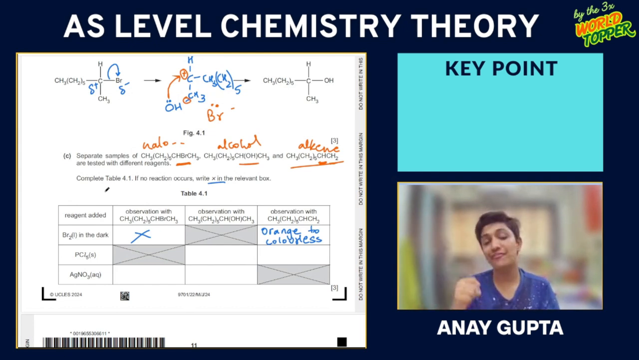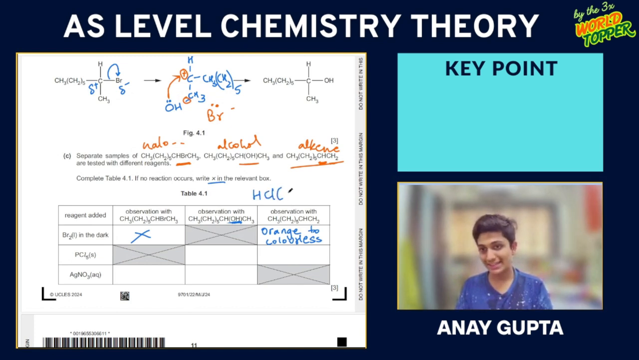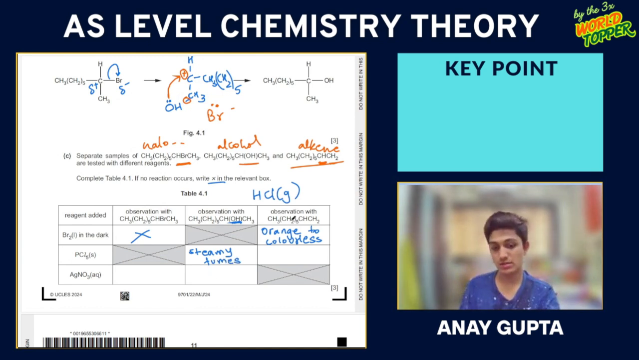Next, PCl5 with an alcohol. So we know that there will be a substitution reaction that will take place. This OH group will be replaced with a chlorine group, right? And if you have read the textbook clearly, if you have made your own notes, we know that HCl as a gas will be given off at the end of this reaction, right? You will get HCl. So HCl will give you misty or steamy fumes, right? So I can write steamy or misty fumes. And with this alkene, I will not get any reaction.